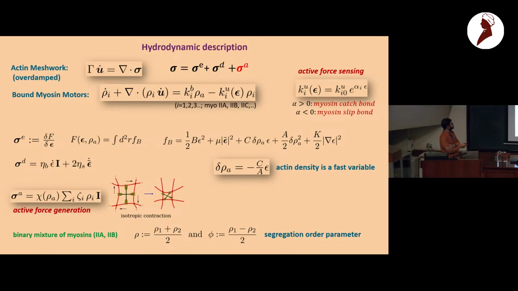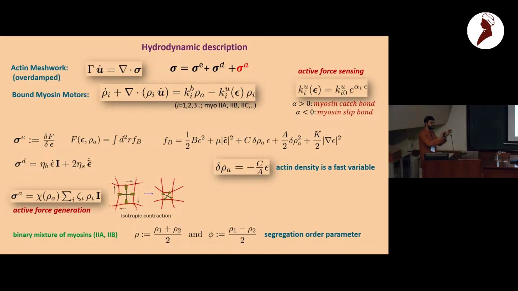And the elastic part comes from a free energy, and the free energy has this general form. We are assuming that it is an isotropic meshwork, so it has isotropic elasticity with two moduli.